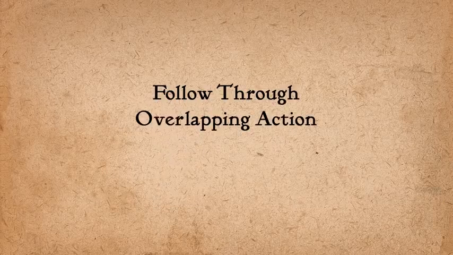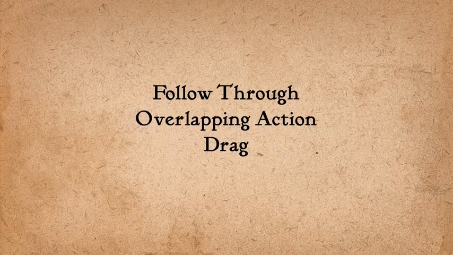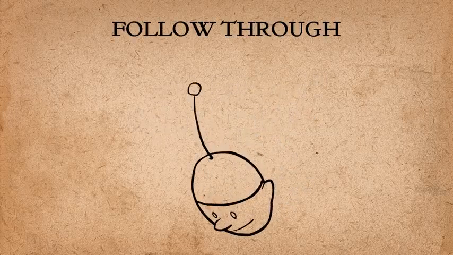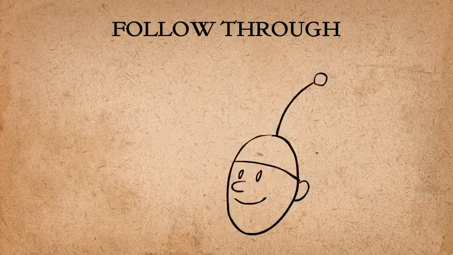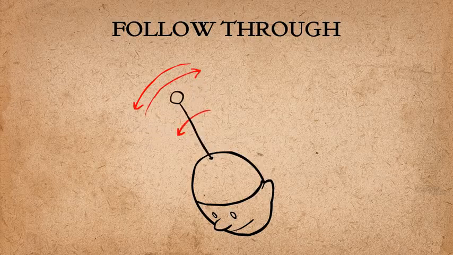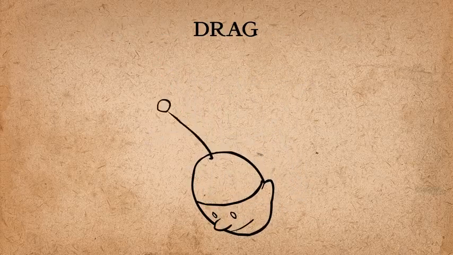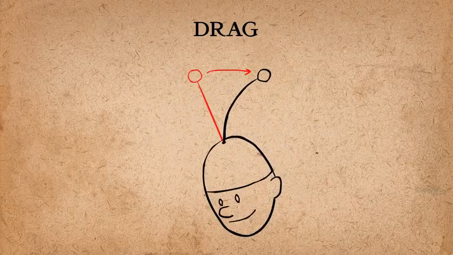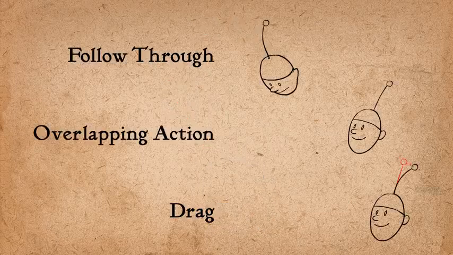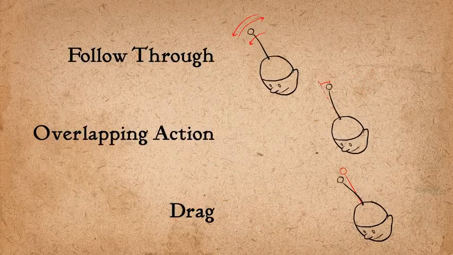Follow-through and overlapping action are often associated with another technique called drag. These names all describe the same thing but in different ways. For example, follow-through refers to the way parts of the body continue to move after the body is stopped. Overlapping action describes the offset between the timing of the main body and its other parts. Drag describes the technique of delaying the movement of body parts in relation to the main body. All three of these are basically describing different aspects of the same thing.